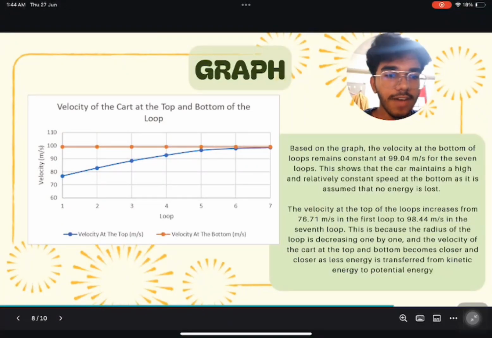We plotted the graph and this is roughly the result. We can see the obvious increase in the velocity of the car at the top of each loop as the loop radius decreases one by one.